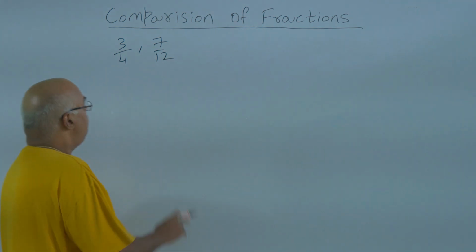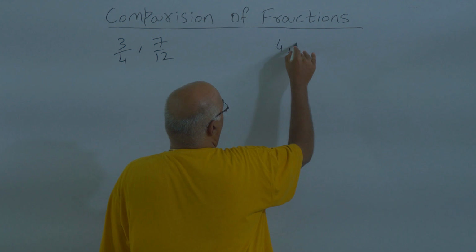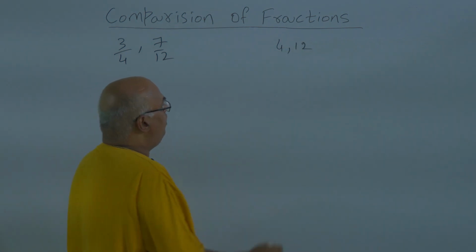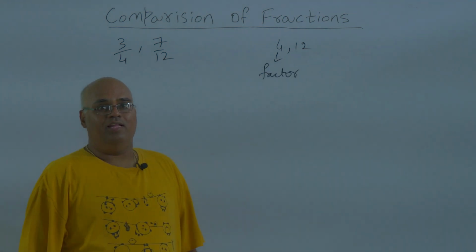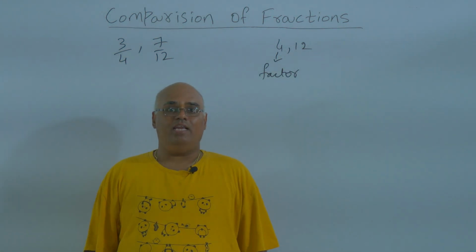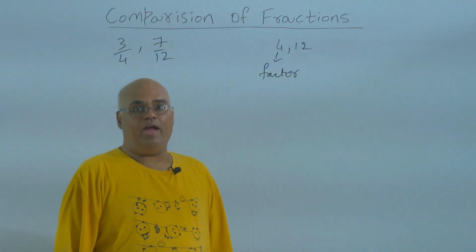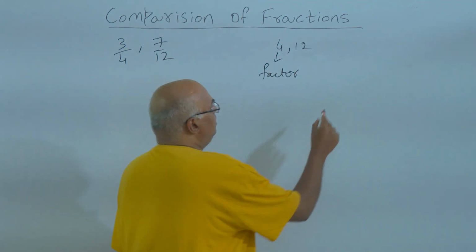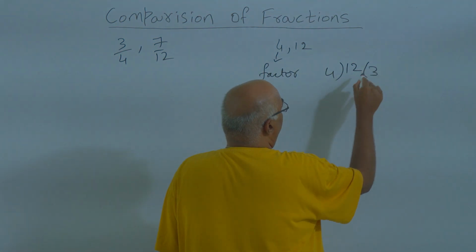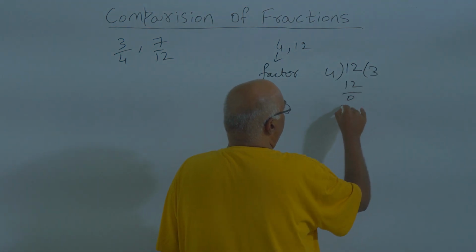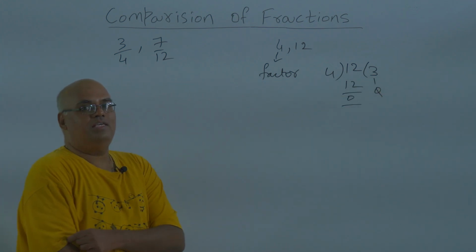If you observe the denominators of the two fractions, you have 4 and 12. Observing carefully, the number 4 is a factor of 12. That is, 4 exactly divides 12. When you divide 12 by 4, you get remainder 0. So 4 is a factor of 12. So what you do is divide 12 by 4. 4 3s are 12, you get 0 as the remainder, and the quotient is 3.